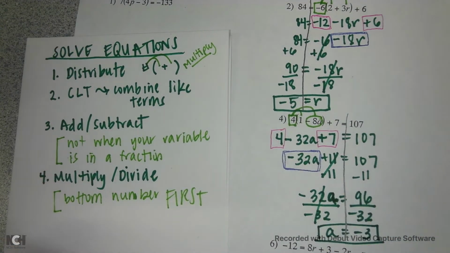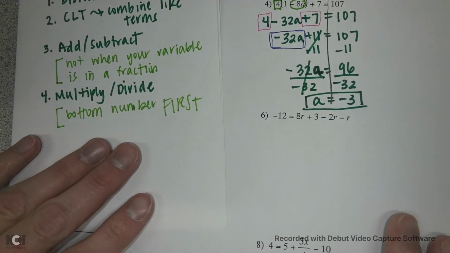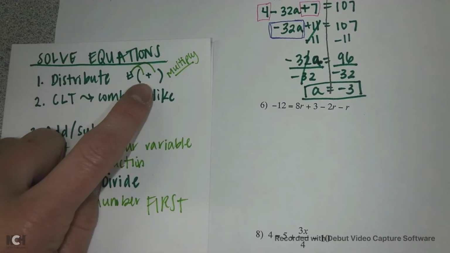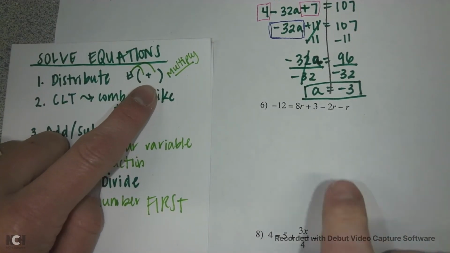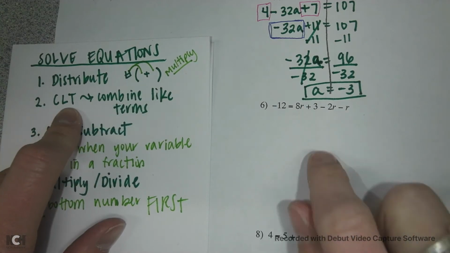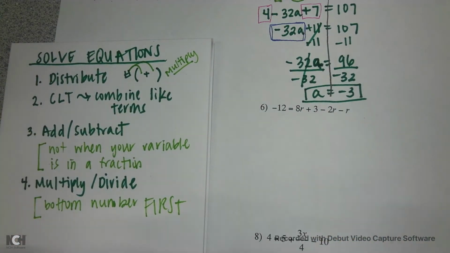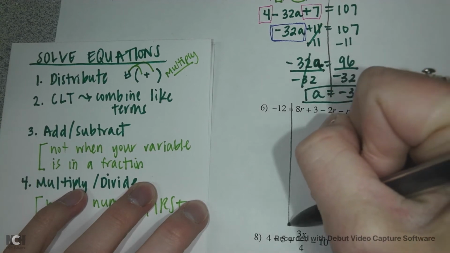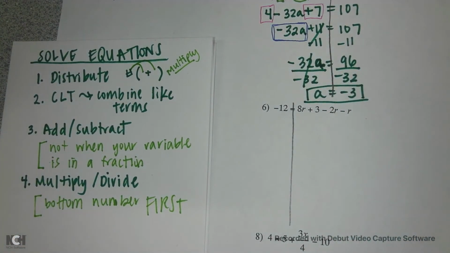Okay, so that's what I did there. Number 6. It doesn't look like we have any distribution because there's no parentheses. So our next step is to combine like terms. So that's what we're going to do. I'm going to make my wall, so don't forget this time. And then I'm going to combine my like terms.